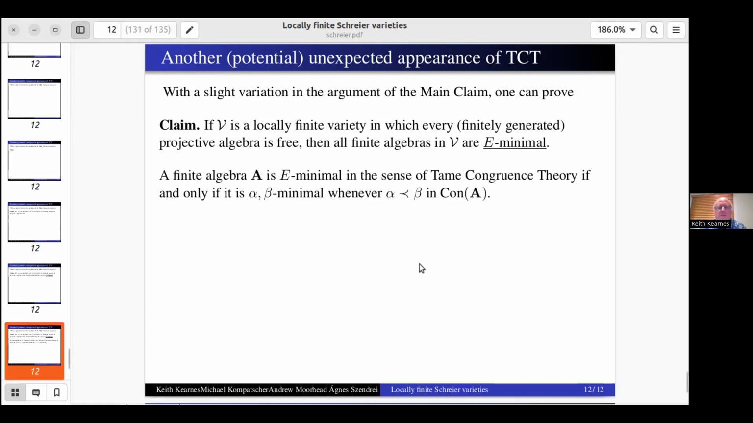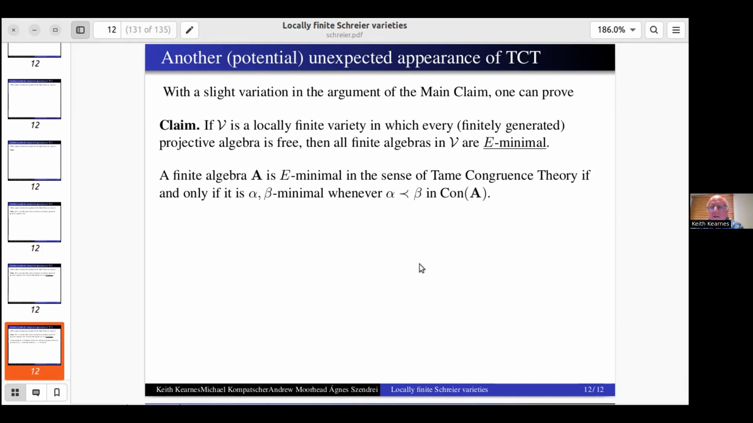Now, here's what E-minimal means. A finite algebra is called E-minimal in the sense of tame congruence theory if and only if it is alpha beta minimal whenever alpha is covered by beta in Con A. Okay, if you didn't already know what the definition was, then you're not going to learn it from what I wrote here. But let me just say this.